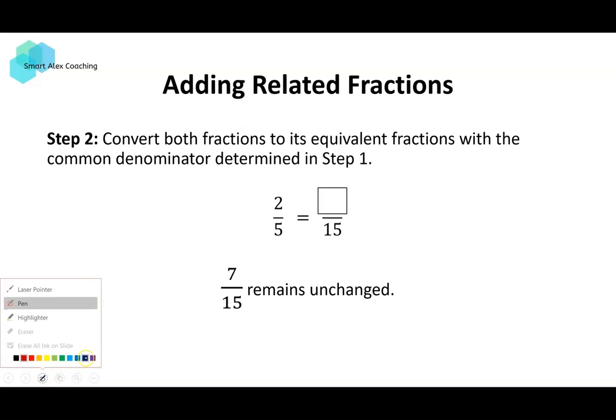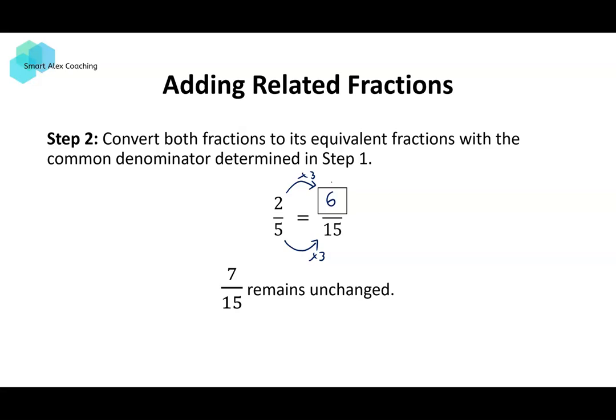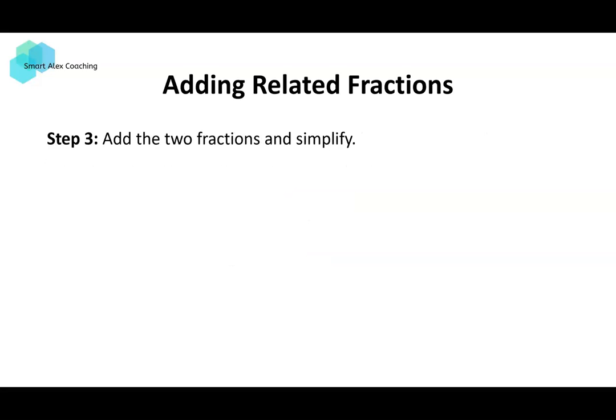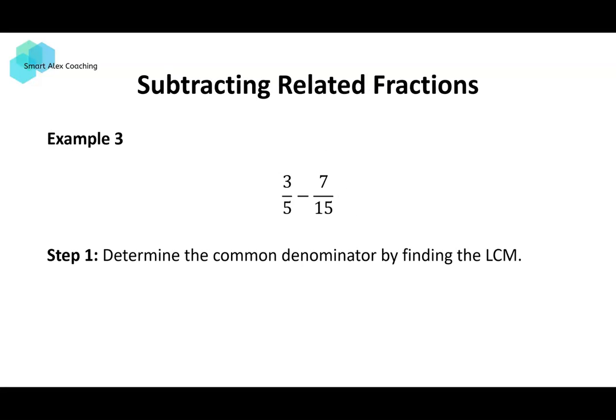Once we determine that 15 is our common denominator, we then need to change 2/5 to the equivalent fraction. 5 times 3 is going to give me 15. I multiply 2 by 3 as well. This is going to give me 6. The fraction 7/15 remains unchanged since the denominator is already 15. We then add the two fractions and simplify. 2/5 plus 7/15 is equivalent to 6/15 plus 7/15. Since the denominators are the same, we simply add the numerators, 6 plus 7, which will give me 13/15.